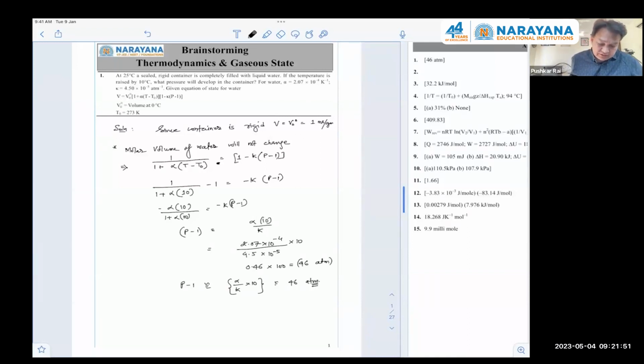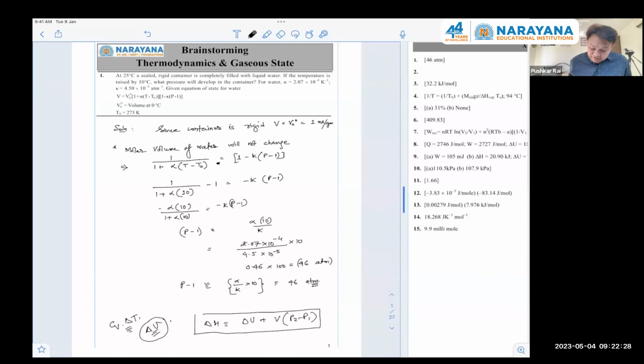Another very interesting thing, this question can also be used to calculate enthalpy, because you see what is happening by increasing the temperature by 10 degrees centigrade. If I give you the CV of this process, because this is happening at constant volume, CV into delta T is going to give you delta U, since this is a constant volume process. Now, what will be the delta H? Delta H will be delta U plus, in this particular case, you can clearly see that the volume is the same and pressure is increasing, V into (P2 minus P1).